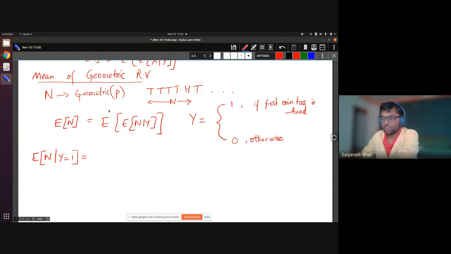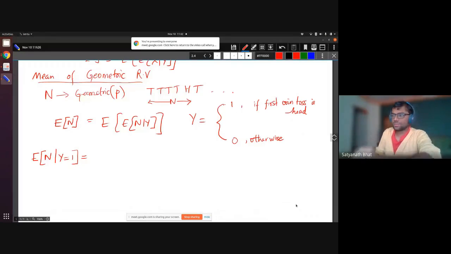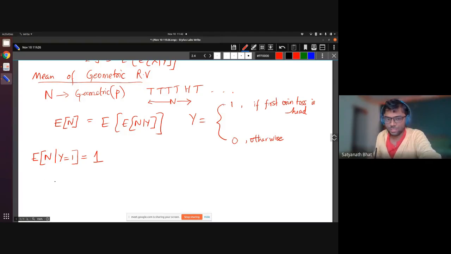I hope this is clear to you, Siddhant. This is absolutely simple. I can understand you might have got confused because it's so simple. Then what about P of Y equal to 1? This is easy, right? What's the chance of getting the first coin toss as head? This is equal to p. Does anyone have any questions?